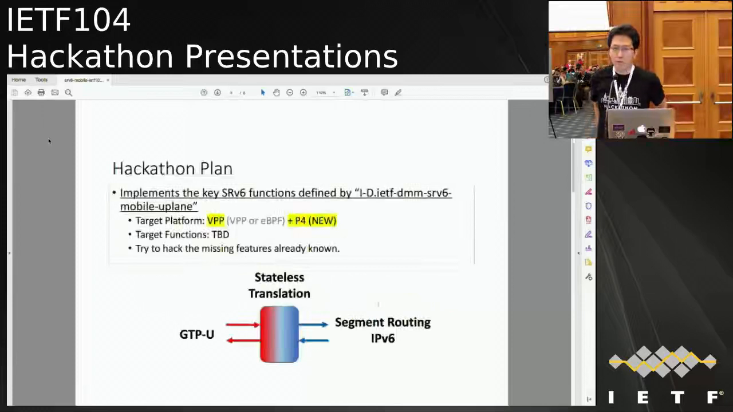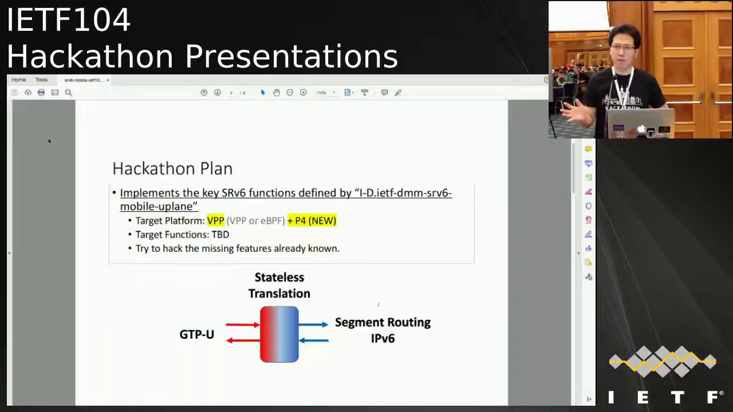The hackathon plan is to implement the stateless translation between GTP-U, which is one of the tunneling protocols in 3GPP, and Segment Routing IPv6 packets. The target platforms are VPP, FD.io, and also P4 in addition to that. We actually have several target functions, but the target will be limited to cover this limited time.